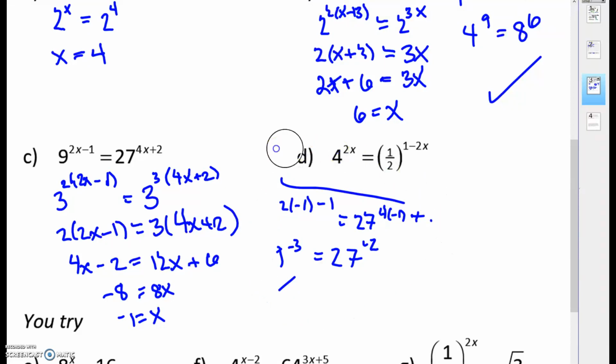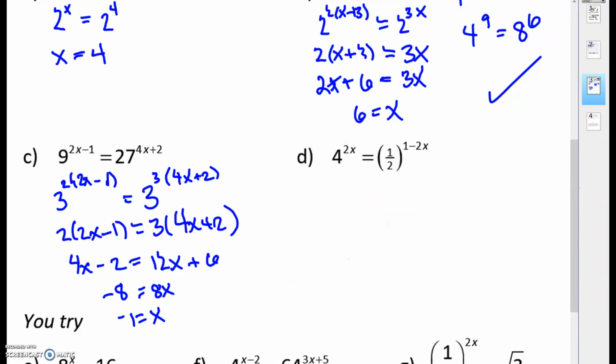Sorry, I'm going to erase my check. Okay, so in D, I have 4 to the 2x equals 1/2 to the 1 minus 2x. So my first step is to write both of these in common bases. A good common base here is 2, because 4 is 2 squared. We still have to the 2x. Whereas 1/2 is 2 to the negative 1, and we still have the exponent 1 minus 2x.